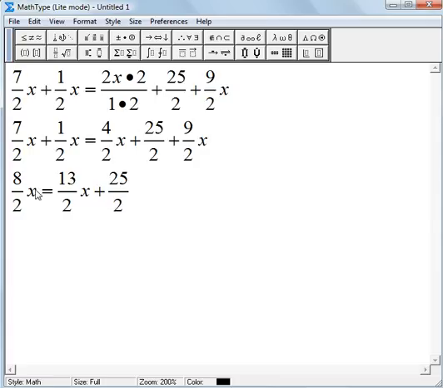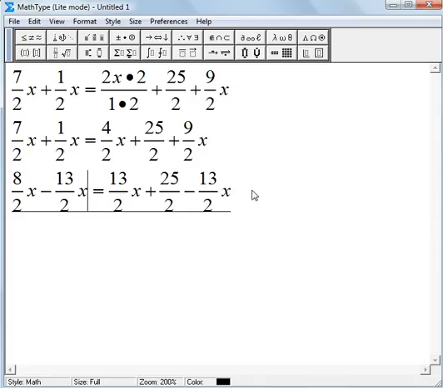Now remember, the goal is to have variables on the left side of the equation, and constants, numbers, only on the right side of the equation. So in other words, I need to get rid of this 13/2 x on the right side of the equation. And because it's added to the 25 over 2, I'm going to do the inverse operation. I'm going to undo adding 13/2 x by subtracting 13/2 x. Whatever I do on one side of the equation, I need to do on the opposite side of the equation.